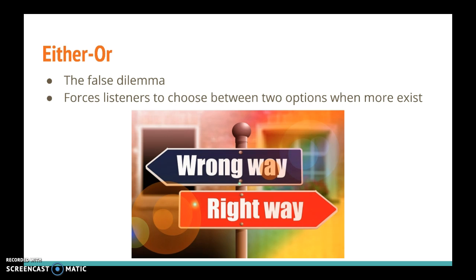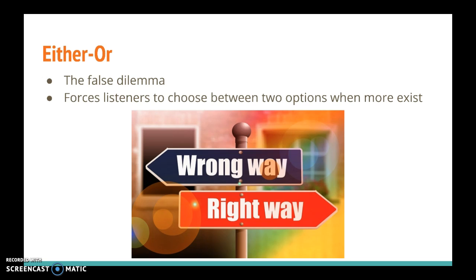Oftentimes, the media presents us with the Democratic candidate and the Republican candidate and says you can have one of these two people and no other options exist. But in reality, there's usually a Green Party candidate and a Libertarian candidate and an Independent candidate and a number of different people who are running for the same office. But we're led to believe that there's only two people who have any sort of chance of winning.